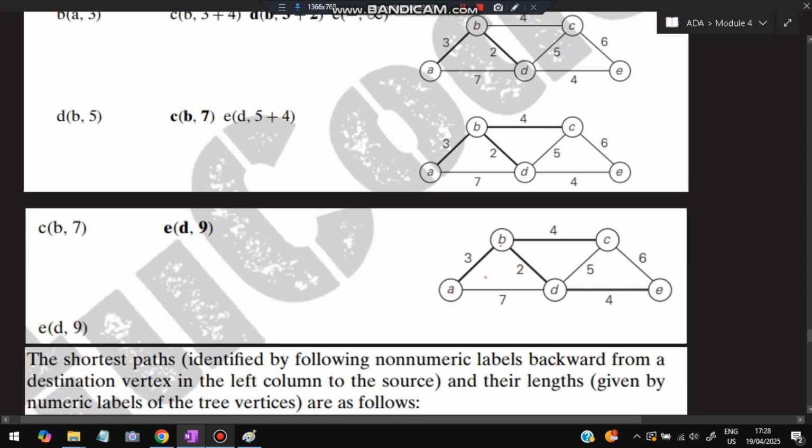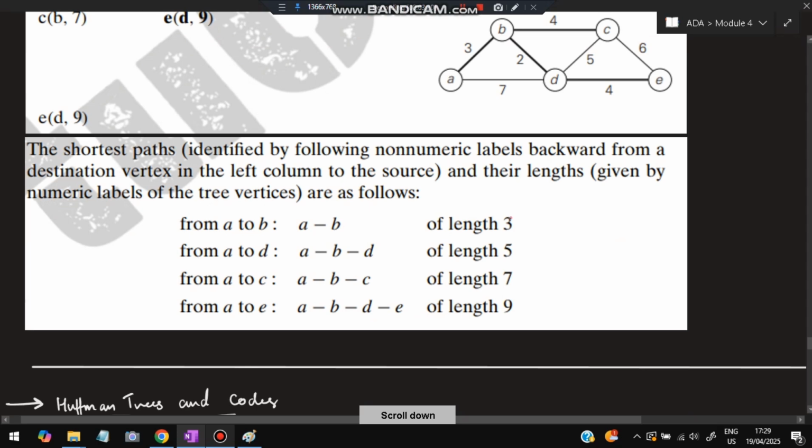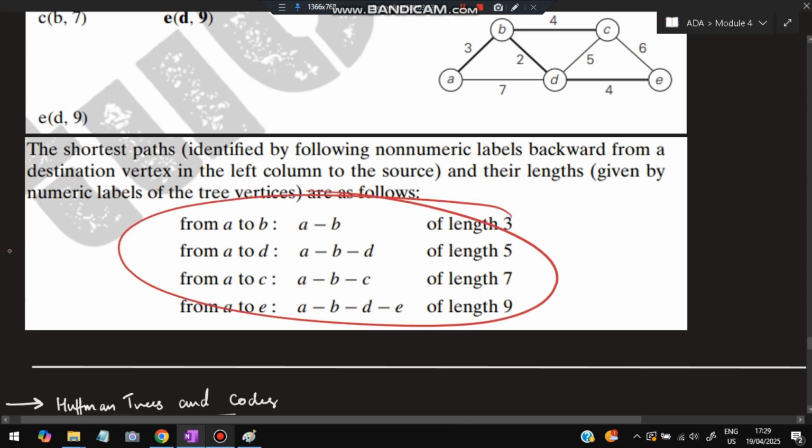Now from A to B, what is the cost? 3. From A to C, what is the cost? It is 7. What is the cost from A to D? It is 5. What is the cost from A to E? A to E, it is 5 plus 4, which is 9. And these values are the shortest values you have in the graph. If you take any other path, it will be more than these values. This is how Dijkstra's algorithm works.